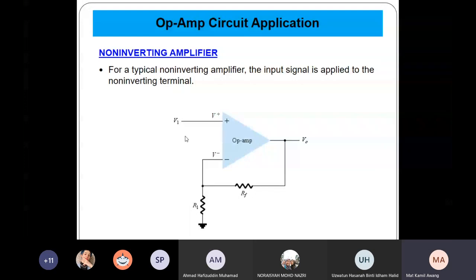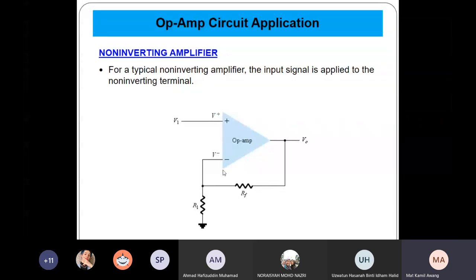How to recognize whether it's an inverting amplifier or non-inverting amplifier? You look at where the input VI is. If VI is at the positive terminal and the negative terminal is ground, therefore it's a non-inverting amplifier. So the output here will be in phase with the input. If input is positive, the output is also positive. The only difference is that the amplitude will be changed by the gain of the amplifier.